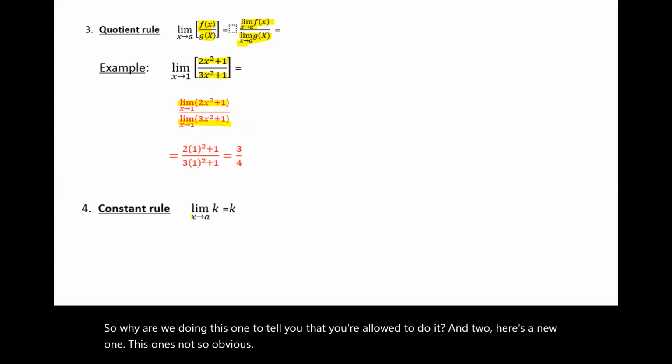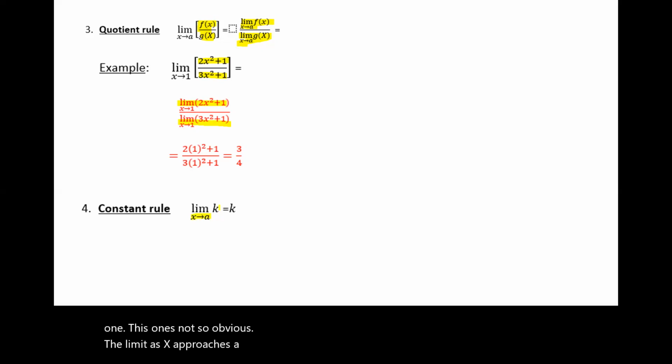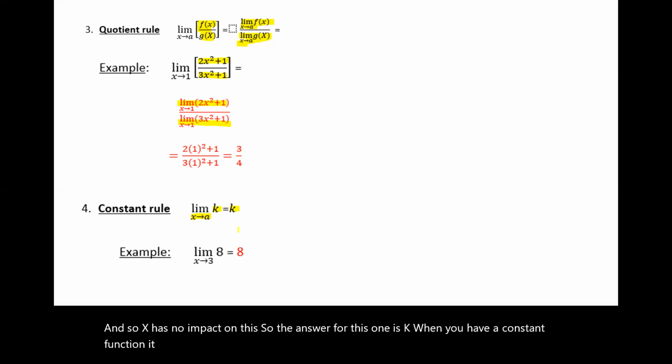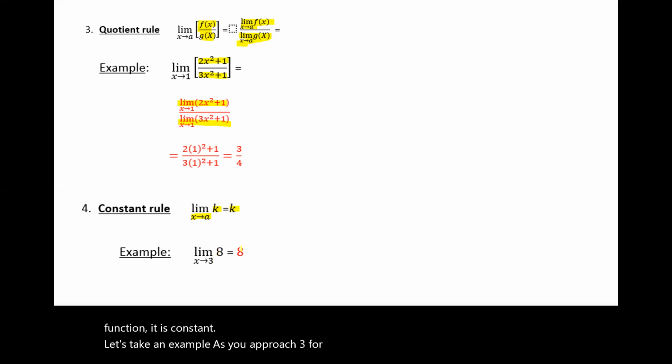The limit as x approaches a. Do you see anywhere to put a? No. So x has no impact on this. So the answer for this one is k. When you have a constant function, it is constant. Let's take an example. As you approach 3 for the function 8, your answer is 8.